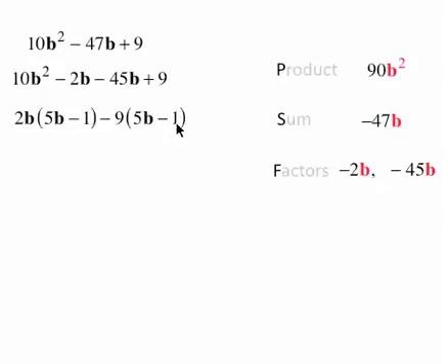So now that they're identical, I'm going to pull them out. They're the common factor. And I end up with 5b minus 1 times 2b minus 9. Okay, and that's the answer. That's all you have to do. It's just step by step. So product, sum, you get your factors, do the replacement, and then pull out what's common, and there you go. It's that simple. Have a good day.